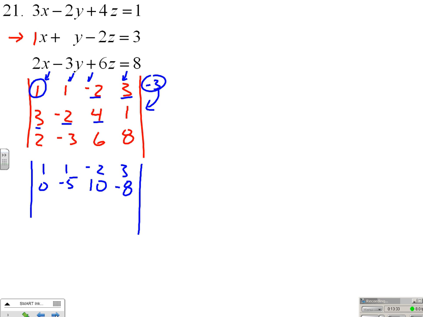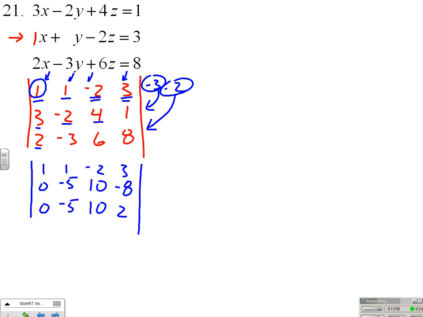Okay. Then I'm going to multiply first row, you guessed it, by negative 2, pay a visit to the bottom row, and I get 1 times negative 2, and 2, 0. 1 times negative 2, and negative 3, negative 5. Negative 2 times negative 2, 4, and 6, 10. And 3 times negative 2, negative 6, and 8, 2.